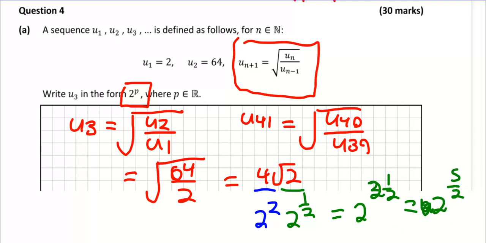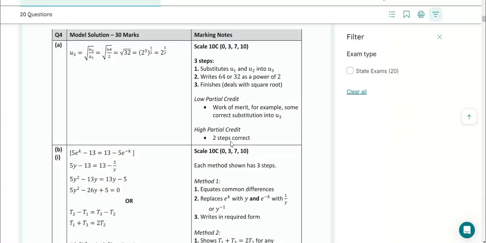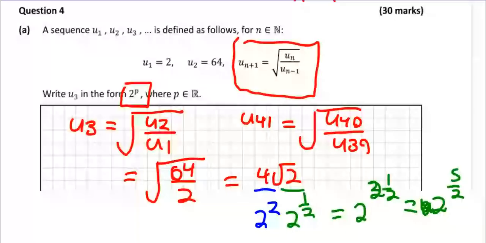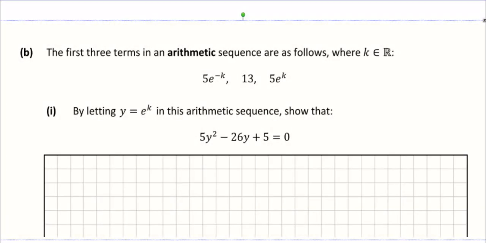And here's a quick flash of the marking scheme. 2 steps correct gets you 7 out of 10. And finishing off the indices will get you 10 out of 10. That will get you full marks. We all good? I'm disappointed if we didn't get 7 out of 10 there, I'm being honest. It just looks frightening, yeah.